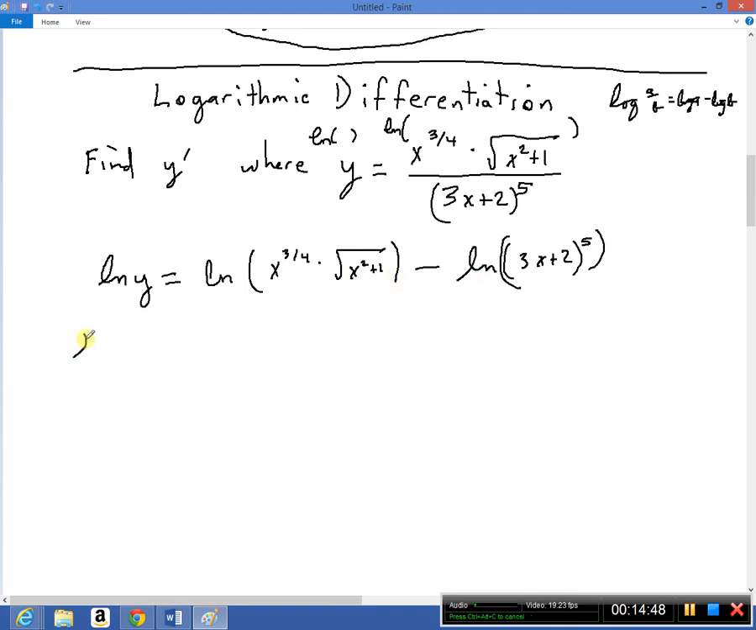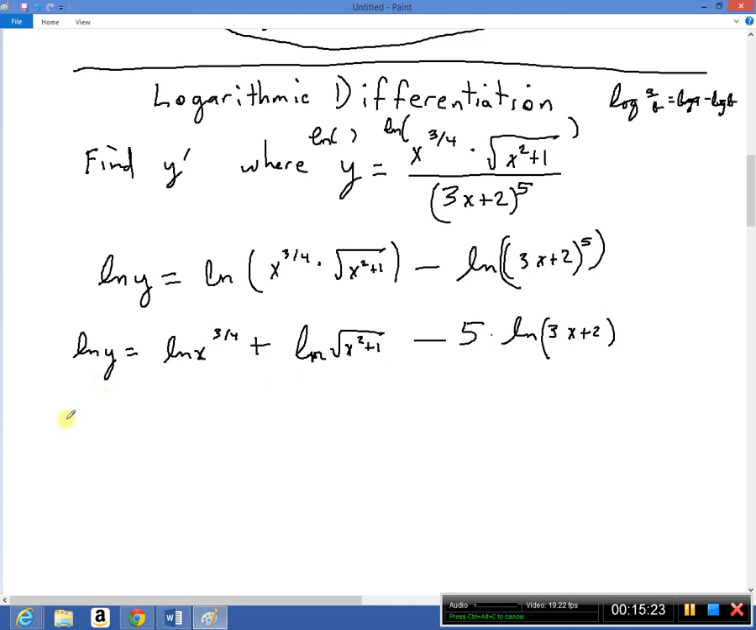So natural log of y equals, now log plays well with products, so it's the log of the first, log of x to the 3/4, plus the log of the second, natural log of square root of x squared plus 1. Minus, now here I've got log of 3x plus 2 to the 5th, and log plays well with exponents. So this 5 is going to come down here times the log of 3x plus 2. So far, just algebra.